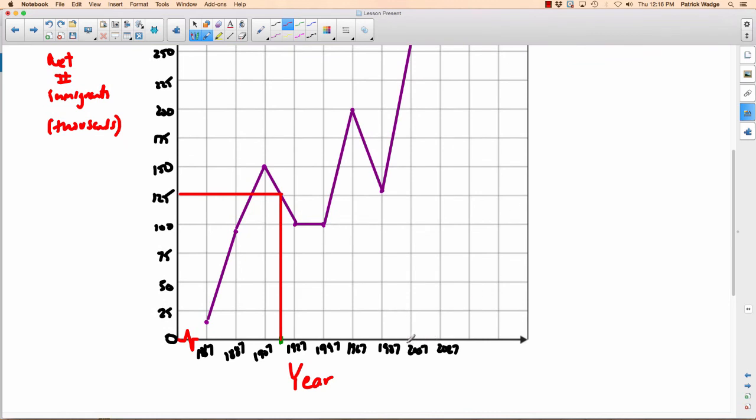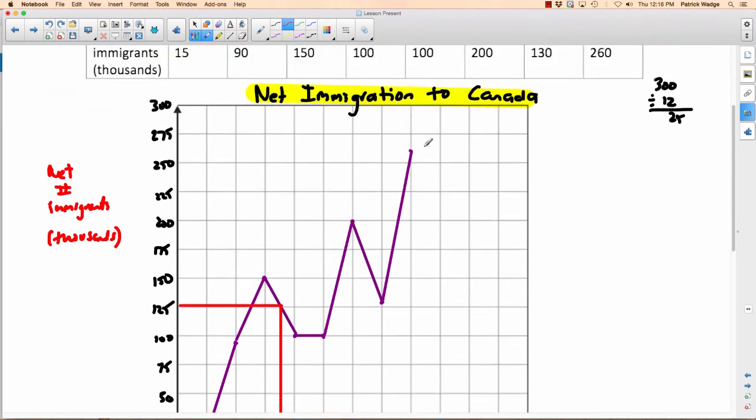Well, here's 2007, 2027. So that's 20 years difference. If we go halfway, we've gone up 10 years. 10 more than 2007 is 2017. So we're going to go up from there until we hit the line. Uh-oh, we'll never hit the line because it doesn't keep going there. So what do we have to do? We have to extend the line.